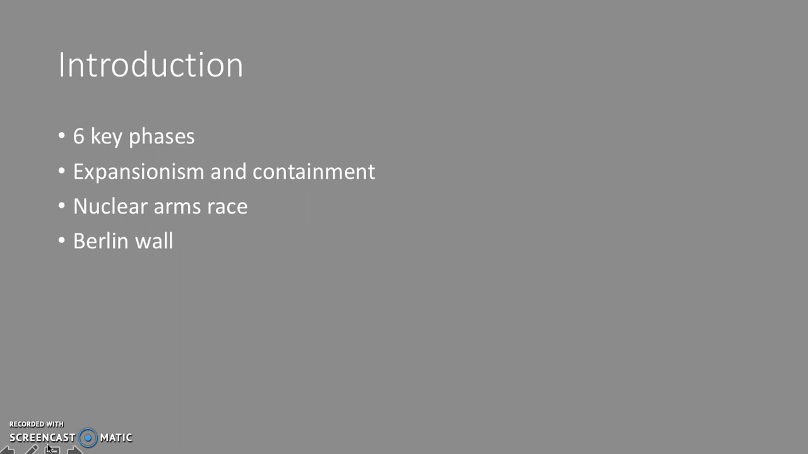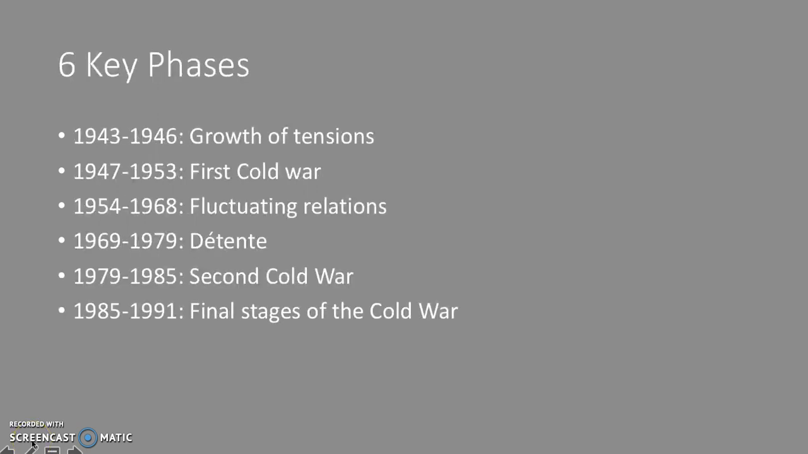The tensions felt between the two opposing countries heightened as the changing nature of the Cold War evolved. In this documentary, the key phases of the Cold War will be identified and how significant issues such as expansion and containment, nuclear arms race, and the Berlin Wall shaped the nature of the war will be discussed. There are six key phases that the Cold War can be divided into.